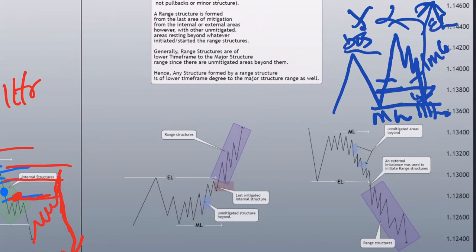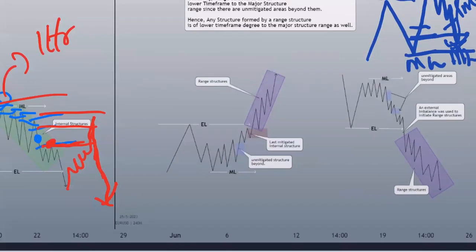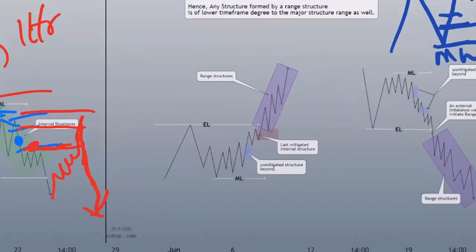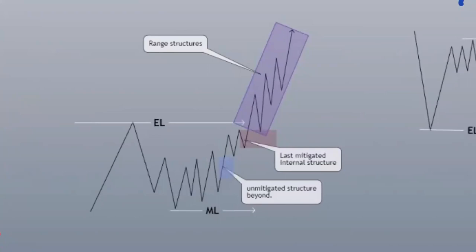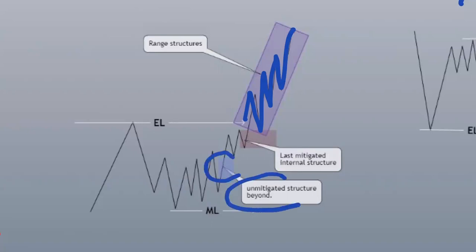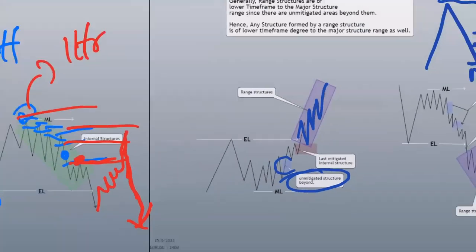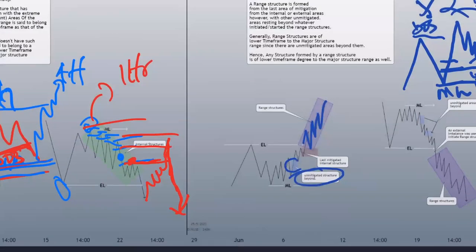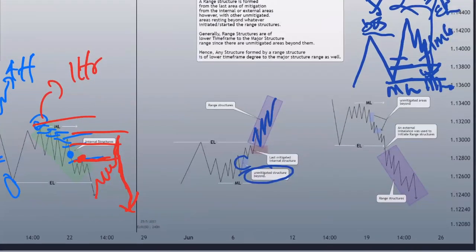A range structure, as we can see from the example drawn here, is the type of structure such that it happens externally, in direction of the trend. All right, that is the number one thing. And also, there still exists unmitigated structure or an area beyond it. That is a range structure. If all these conditions are not met, that is not a range structure.